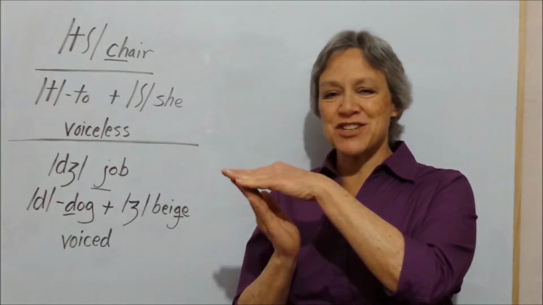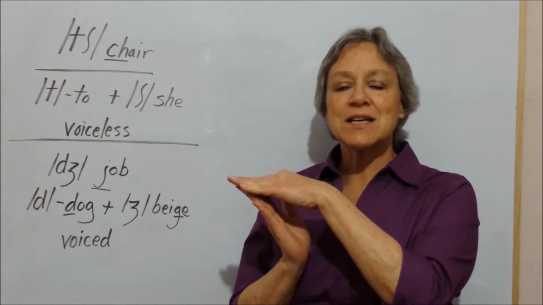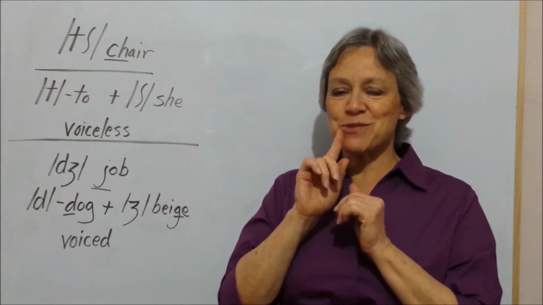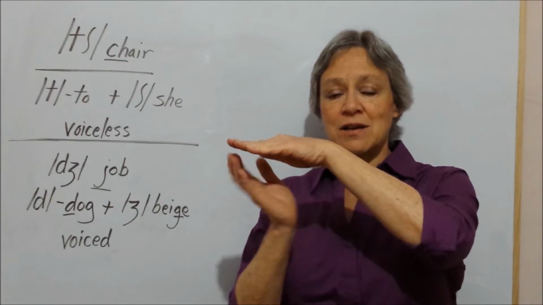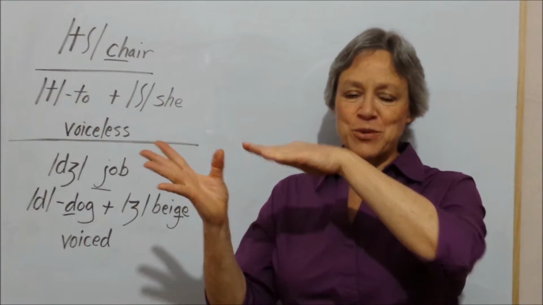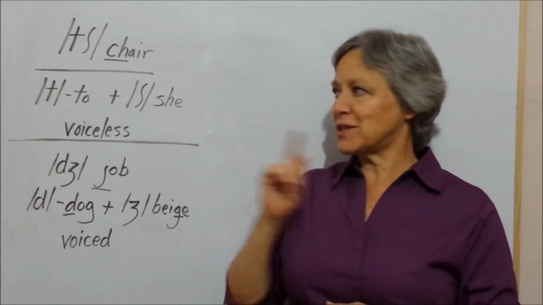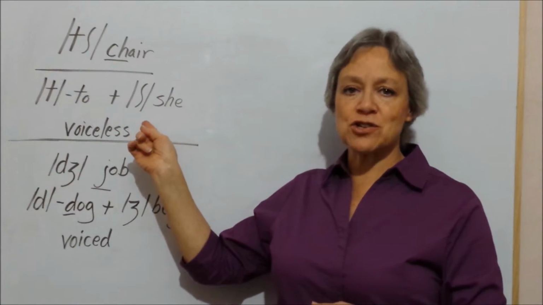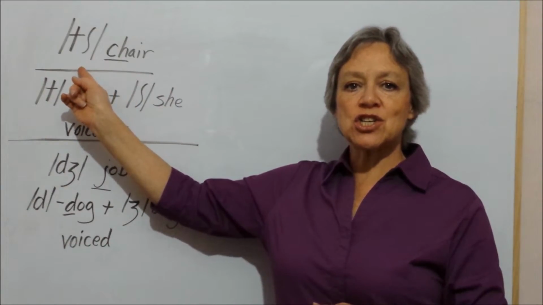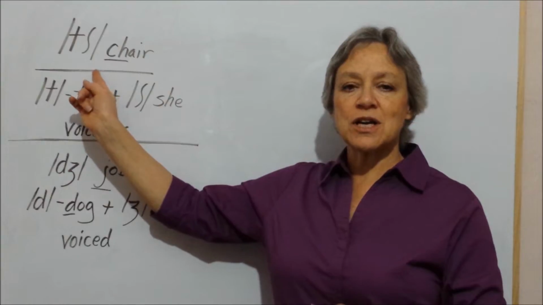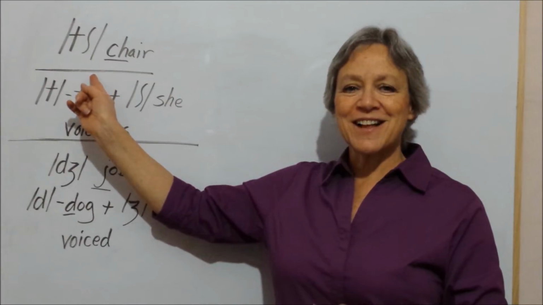I put my tongue in position for the t. So my tongue is touching the ridge behind my teeth. T. Then I just release the tongue and force the air out. Okay? But my lips are rounded the whole time because they need to be rounded for sh. This is ch, ch, chair, chair.